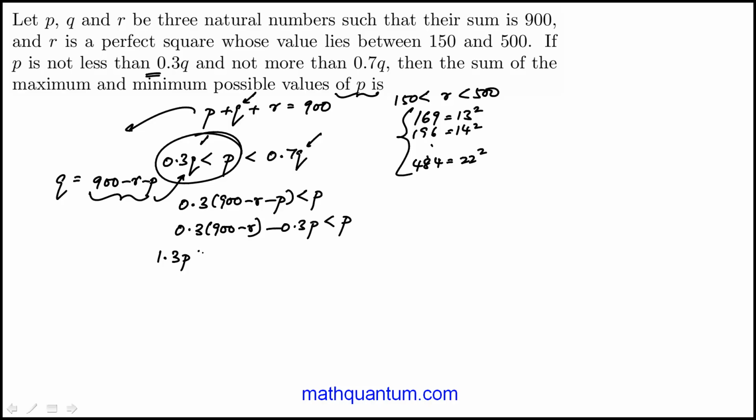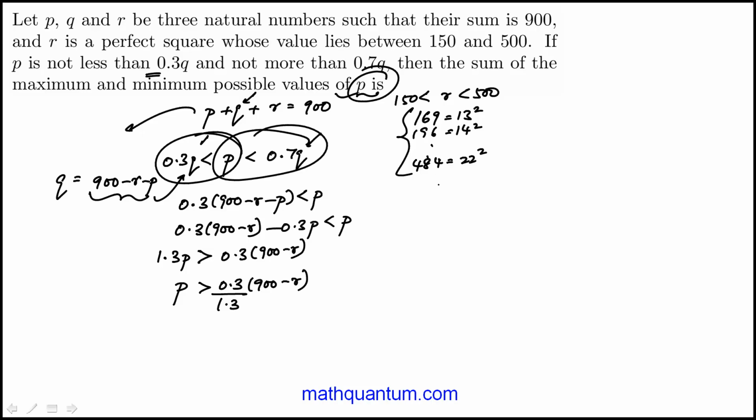1.3P is greater than 0.3 times (900 minus R). So that's one relationship we have. And the reason I'm doing that is because my interest is in P. So just get rid of Q, which you can think of as an intermediate variable. So we do the same thing here.